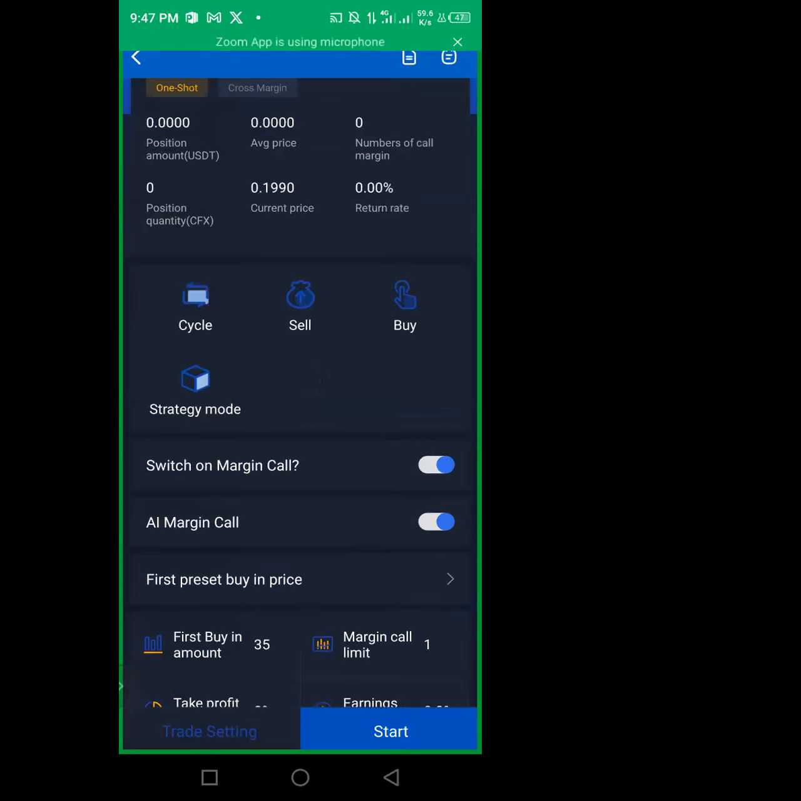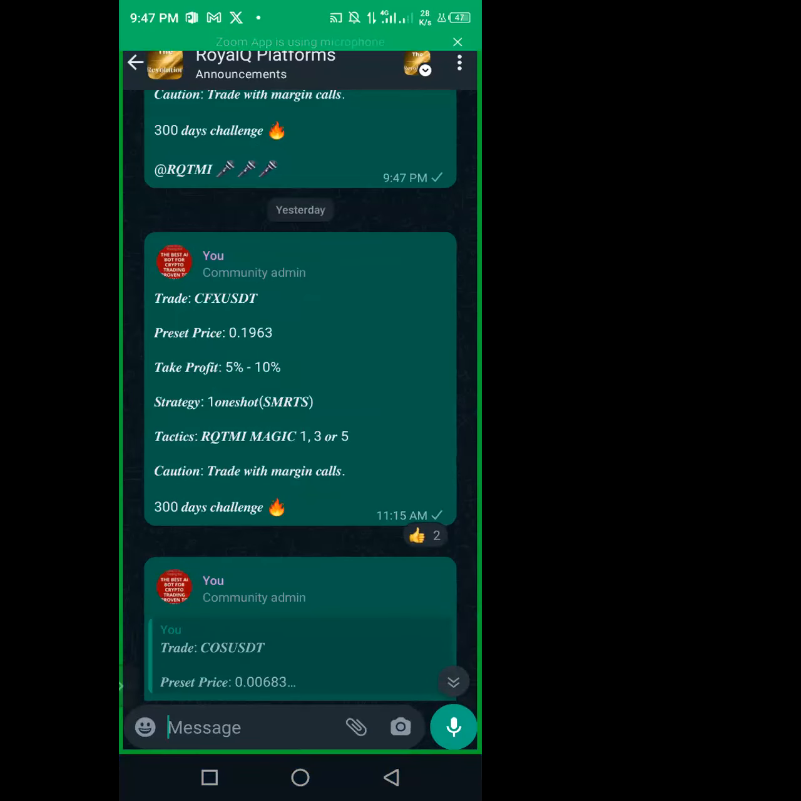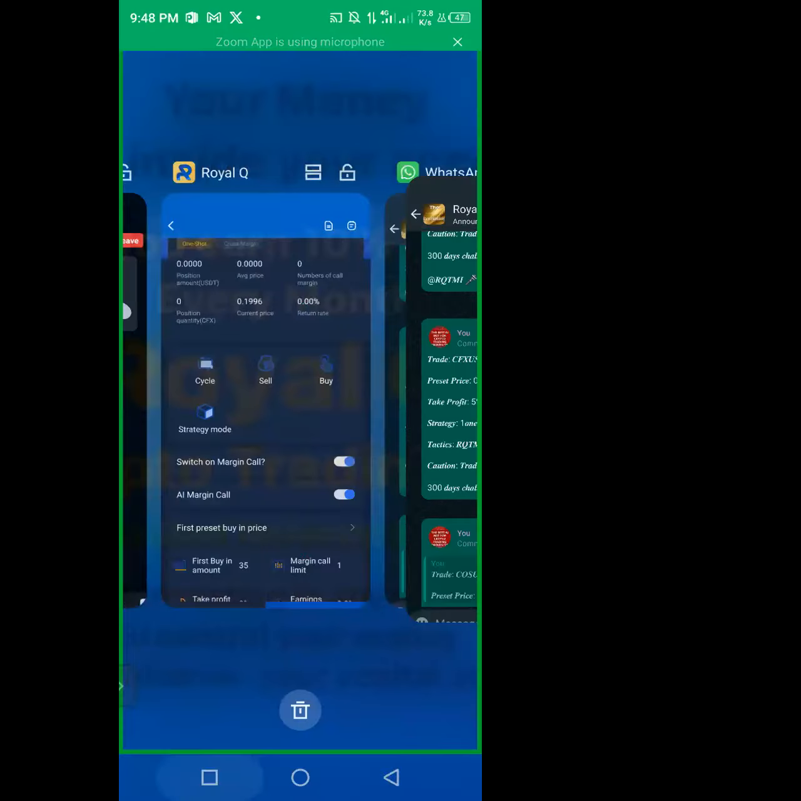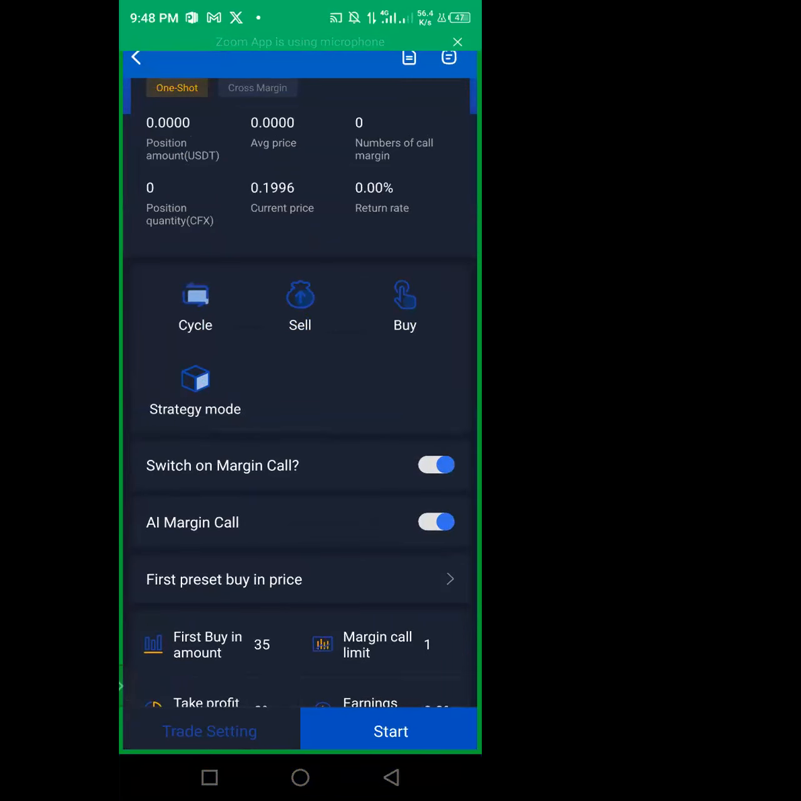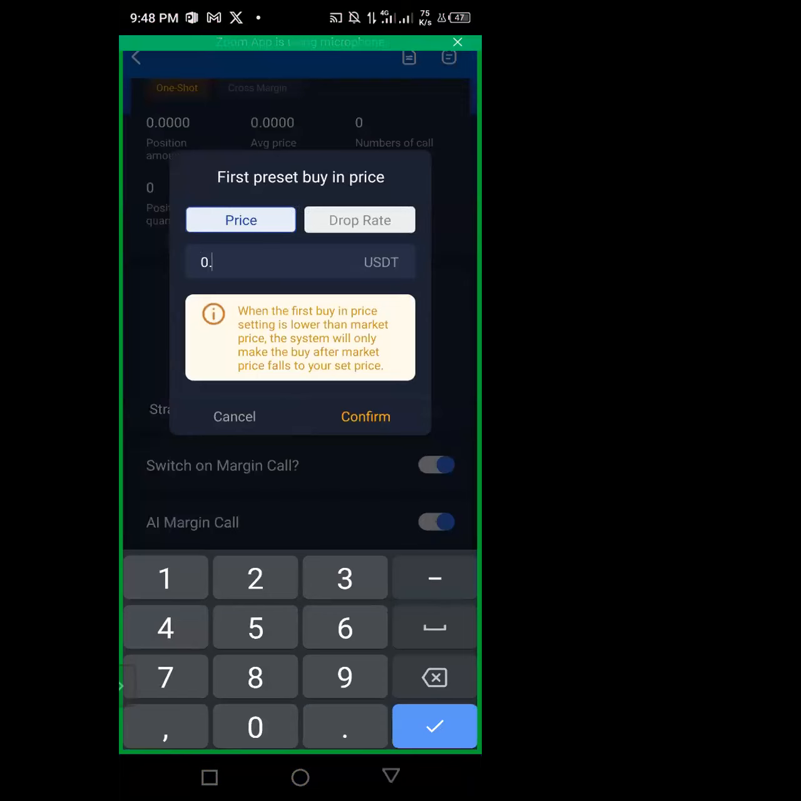So I can explain it one at a time. Let me not jump things. So I will now click here, the first preset price. Because the current price is higher than the preset price that was given on the signal, I have to set it 0.1968. So I'll come here, I'll click first preset price. I'll enter 0.1963. So I'll now click confirm.